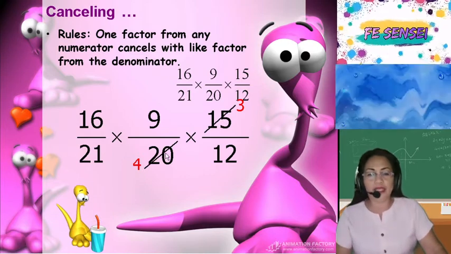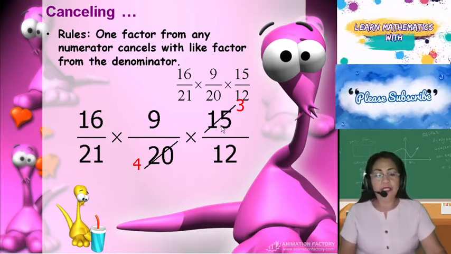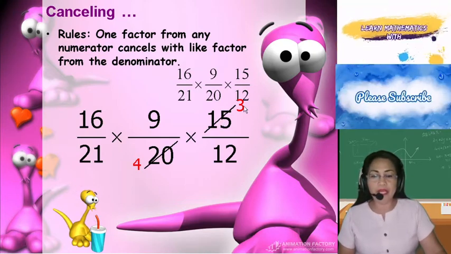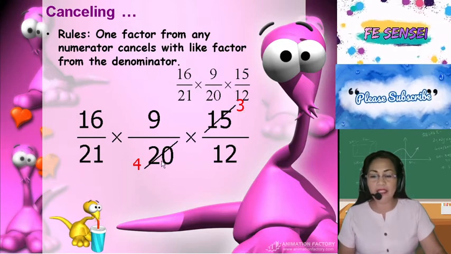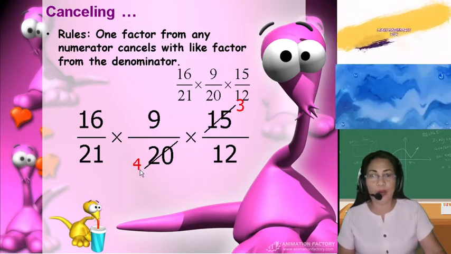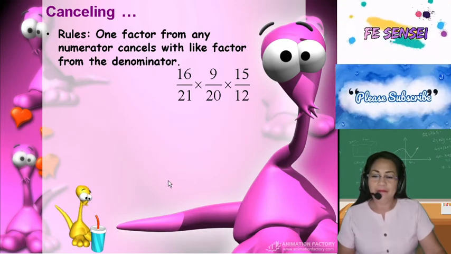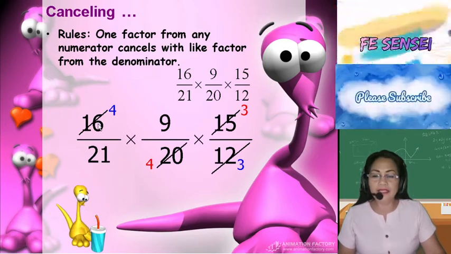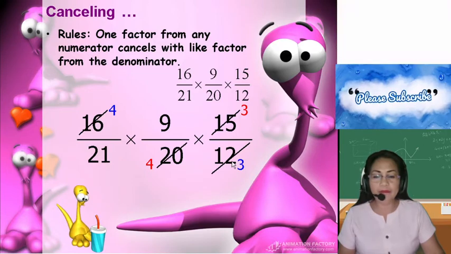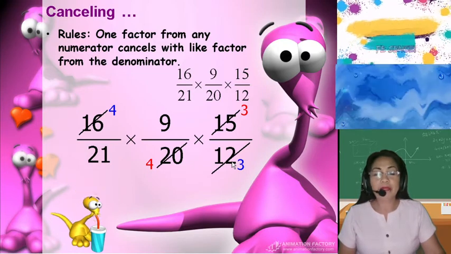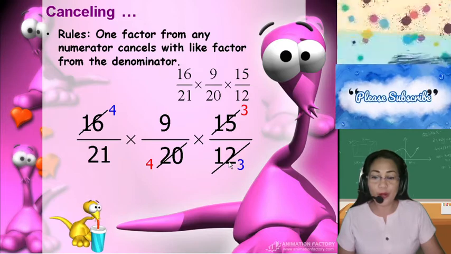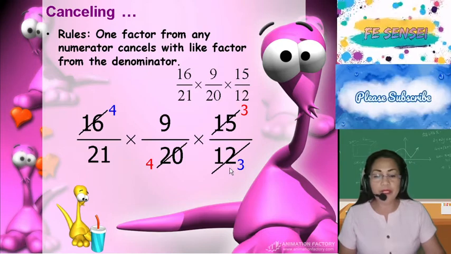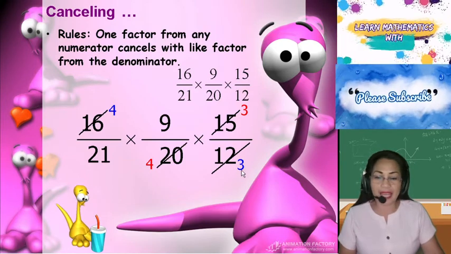15 and 20 are divisible by 5. So, 15 divided by 5 equals 3. 20 divided by 5 equals 4. Then, 16 and 12 can be divided by 4. So 16 divided by 4 equals 4. 12 divided by 4 equals 3.